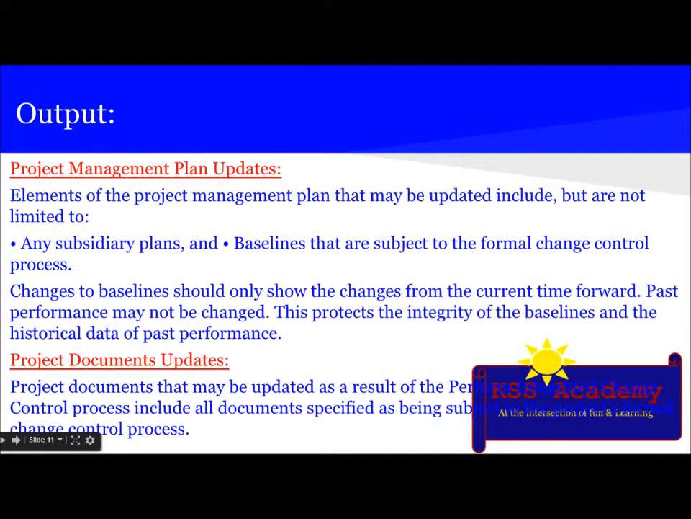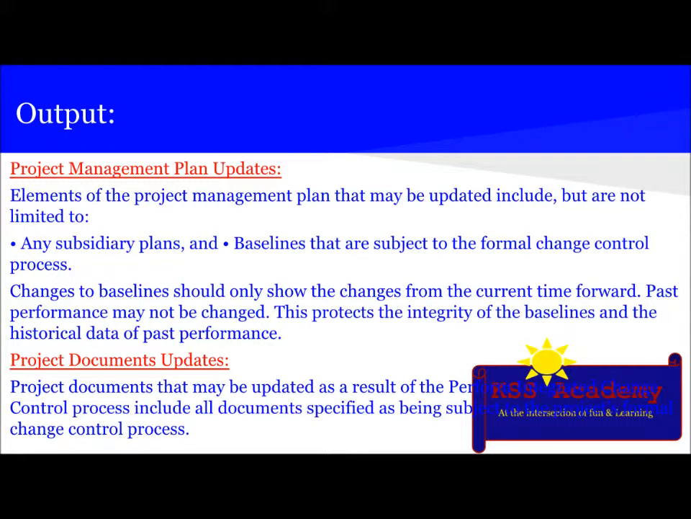The next output is PM plan updates, and the elements of the PM plan that may be updated include any subsidiary plans and baselines that are subject to the formal change control process. Change to the baseline should only show the changes from the current time forward. Past performance may not be changed. This protects the integrity of the baselines and historical data of past performance.